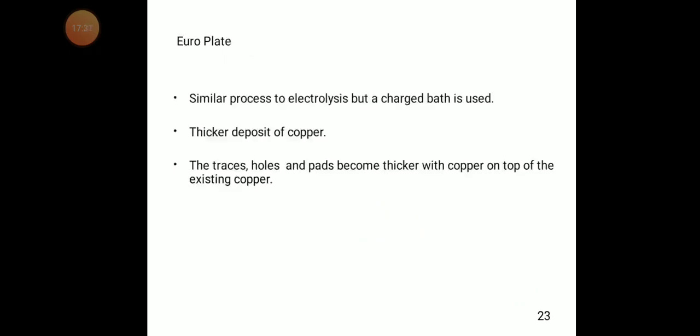Next you can see the euro plate. In the euro plate, a process similar to electrolysis, but a charged bath is used. Thicker deposit of copper: the traces, holes and pads become thicker with copper on top of the existing copper. This is called a euro plate.